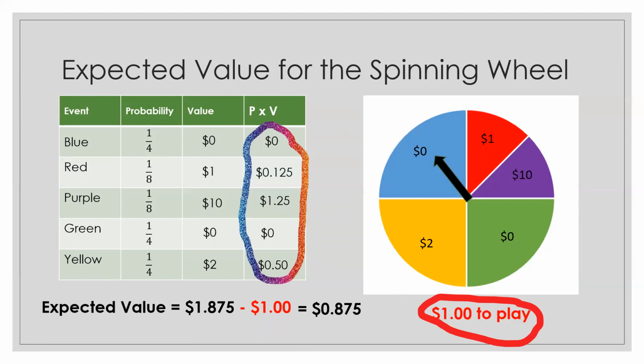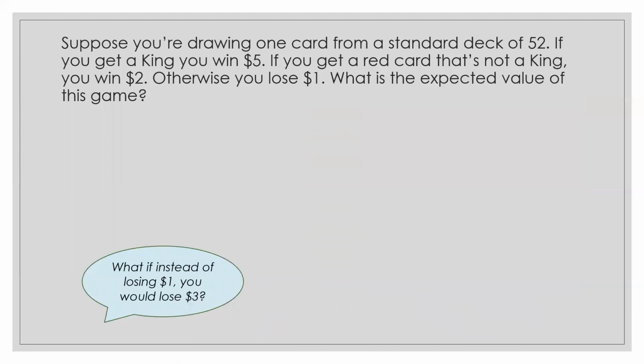Now, let's think of this scenario. Suppose you win $5 if you draw a king out of a deck of cards. If you get a red card that's not a king, then you can win $2. Otherwise, you lose $1. So what do you think? Is this going to be a winning game? Is this to your advantage? Pause and do some work. Think about that, and then come back to check your answer.